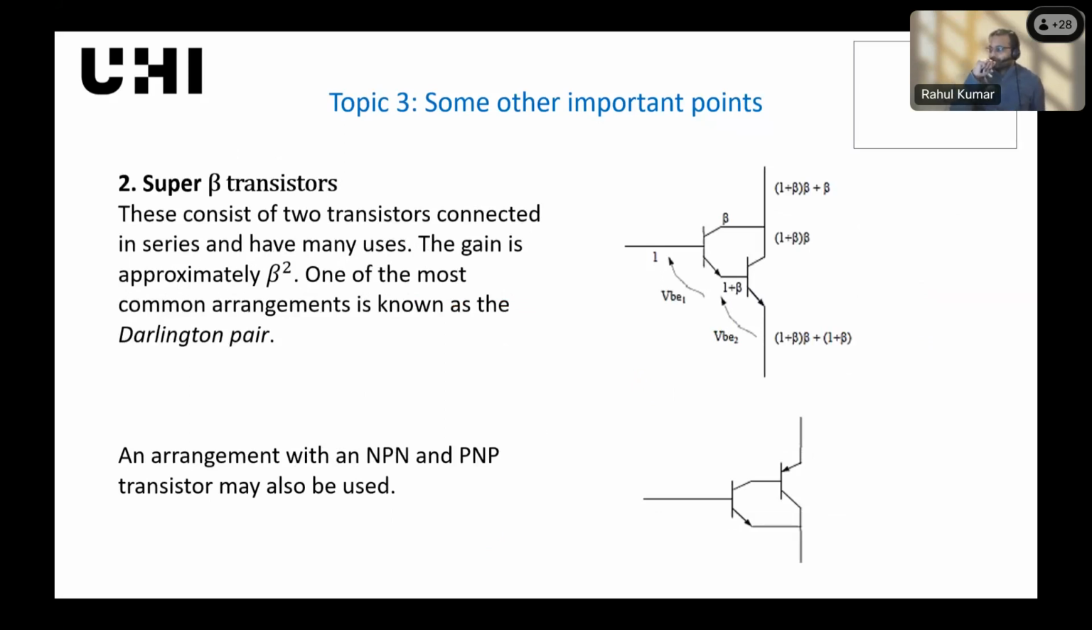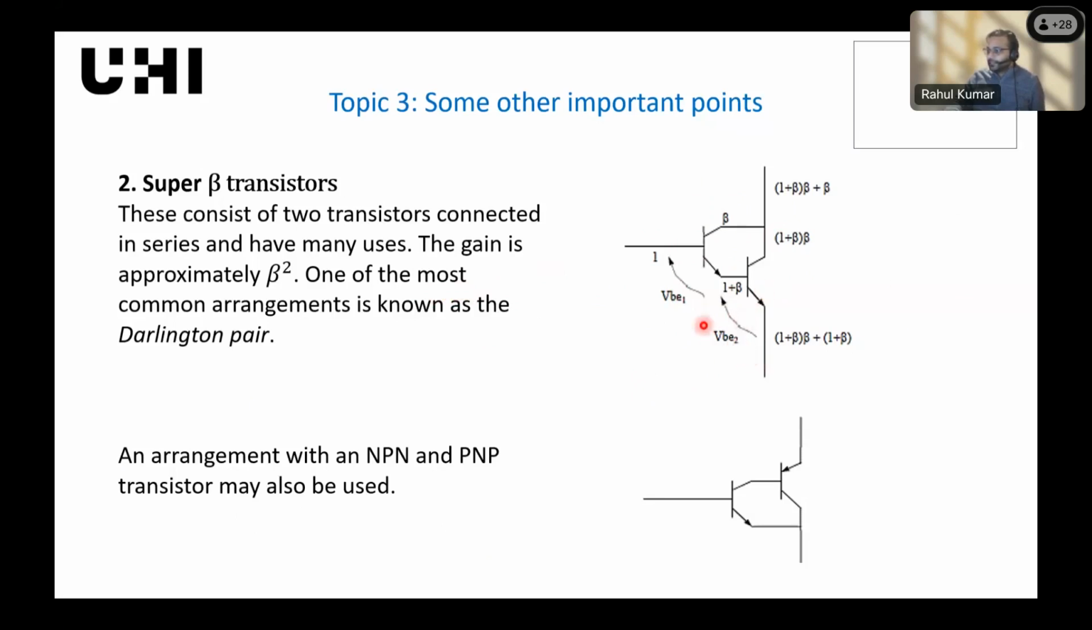Now, this is your super beta transistor. It's a little interesting. So basically, in this figure, you can see that we have 2 transistors connected back to back like that. So this is your super beta transistor.